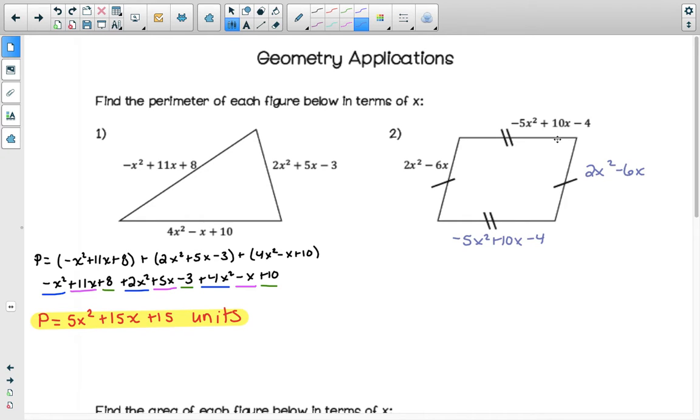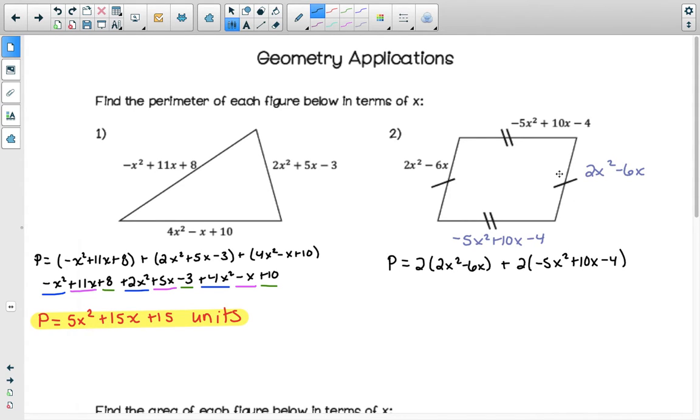So for the perimeter, we can say that we have 2 of the tops and 2 of the sides. So perimeter here, I'm going to write it as, we have 2 of the sides. So that's 2 of the 2x squared minus 6x. We have 2 of them. So I'm saying 2 times the left. Plus, because we're going to add up all the sides, we have 2 of the tops. So we have 2 of the negative 5x squared plus 10x minus 4.